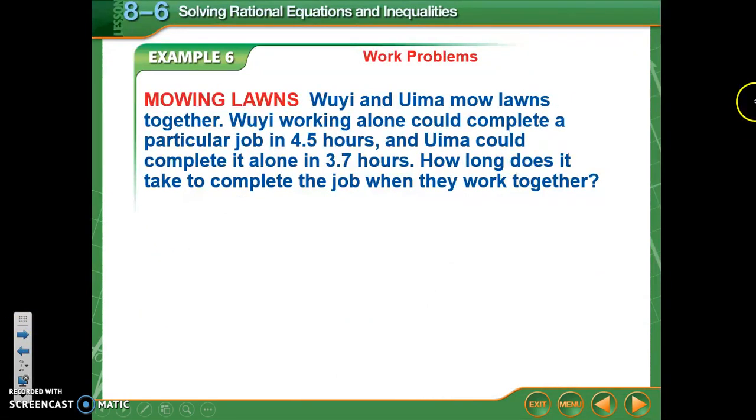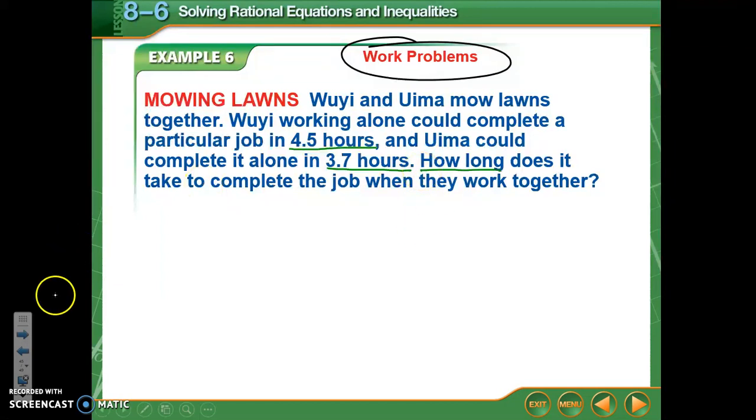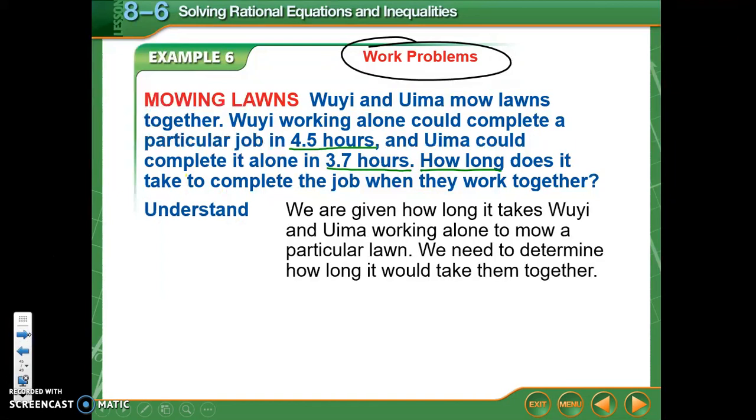All right, last kind of problems we're going to see here are work problems. So here we have a mowing lawns problem. Wui and Uima, I guess that's how you say that, mow lawns together. If Wui works by himself, he could do one job, one lawn, in 4.5 hours. Uima could do it alone in 3.7 hours. So if they work together, we're looking for a time: how long will it take them when they work together?